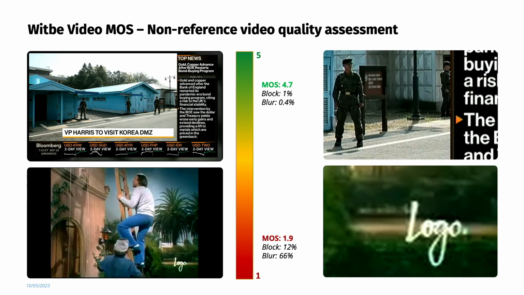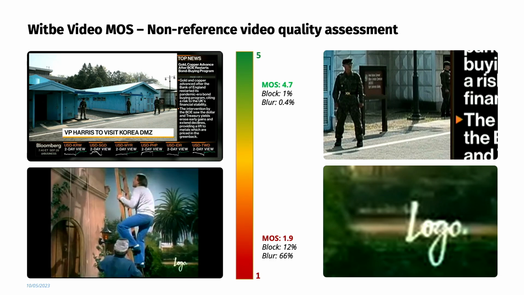And at the bottom, just to give you a scale, content, which is null content with a very aggressive encoding, which leads to a MOS quality of 1.9, with blocks at 12% and blur at 60%. Blur, which is due to very aggressive encoding, low bitrate, and low resolution with upscaling at the player level.